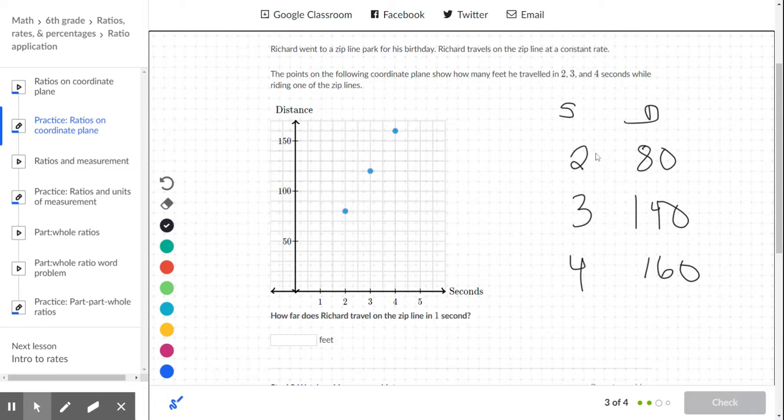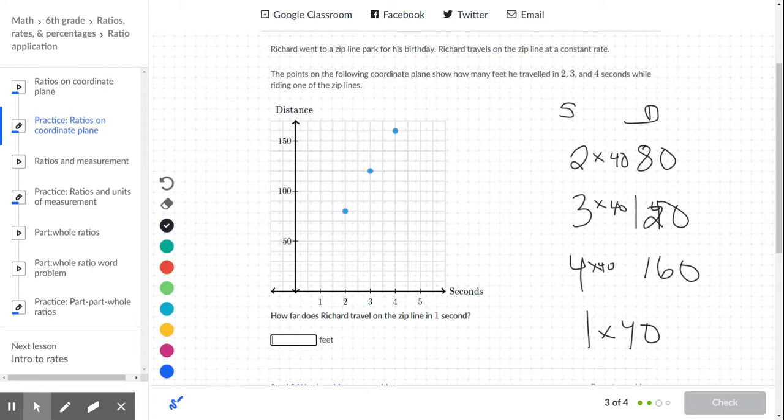Every time I'm multiplying by 40, 2 times 40 will get me 80. 3, why did I write 140 here? This is supposed to be a 120. Goodness, writing some foolishness. 3 times 40 gets me 120, and 4 times 40 gets me 160. The question that they're asking here is, how far would he travel in 1 second? Just like I multiplied everything else times 40, I have to multiply my 1 times 40, and I end up with 40. So the answer, whoa, I almost typed some foolishness here. So the answer would be 40.